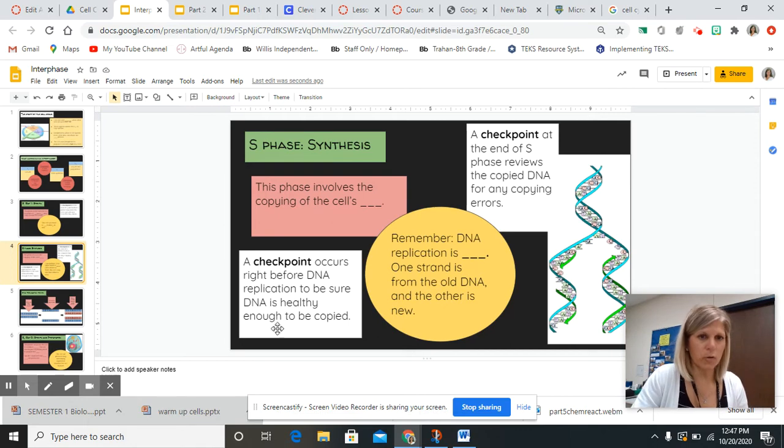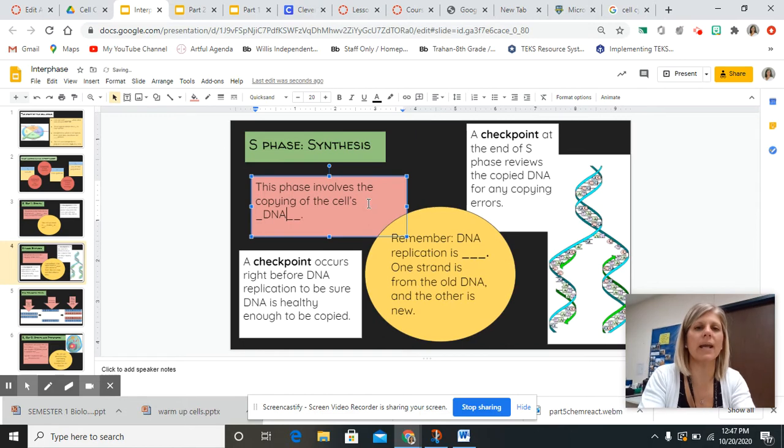Before we copy the DNA, though, you'll see that there's a checkpoint that occurs. We have to go in, or the cell goes in, I should say, and checks itself to make sure that the DNA is healthy enough to be copied. We don't want to copy unhealthy DNA because then, of course, that unhealthy DNA is spread everywhere, and that can lead to problems. So right here, you would put DNA. That is where the copying of the cell's DNA takes place. Once the checkpoint has been cleared, DNA has been copied, just like we did when we did DNA replication, and you'll see that in the next slide.